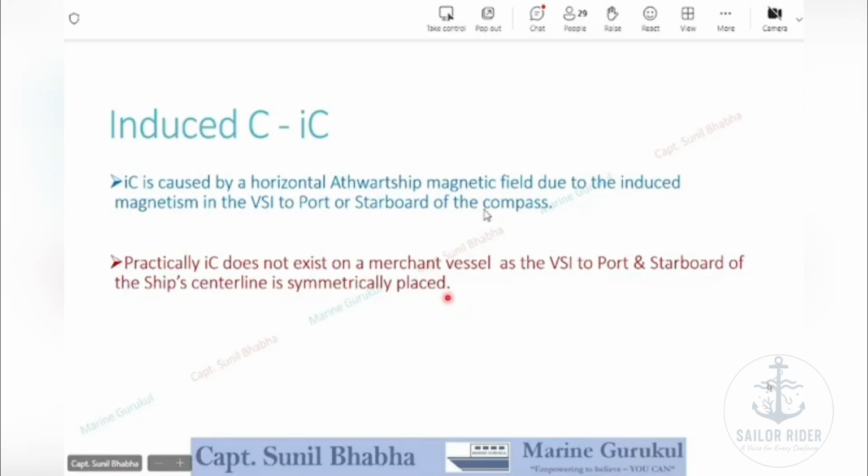It could be the mast, it could be a crane or a derrick kind of structure. But port and starboard of the compass location, we usually do not have a prominent vertical soft iron structure. So if that structure is not there, coefficient IC or induced C will not be generated. Moving ahead.